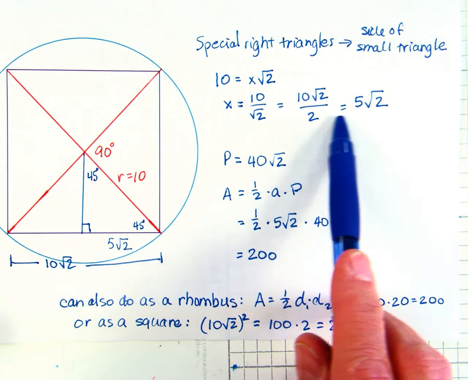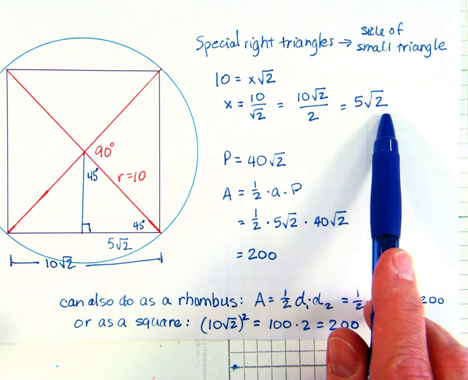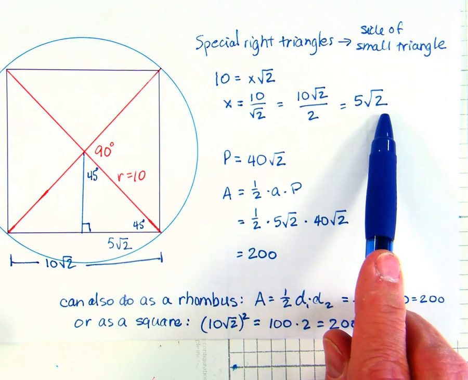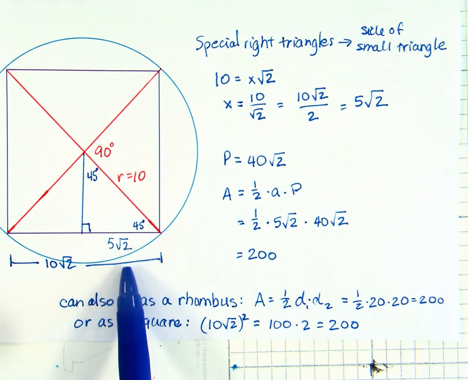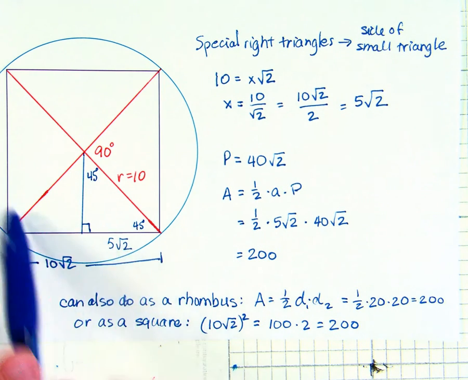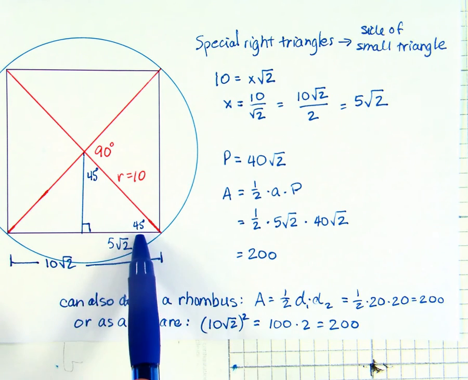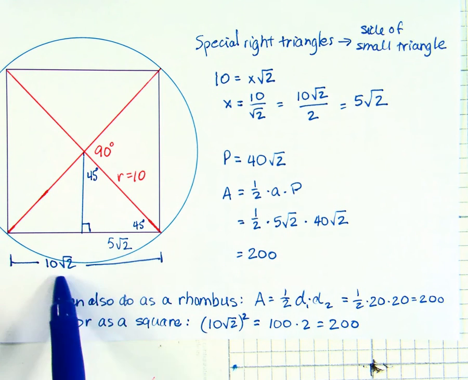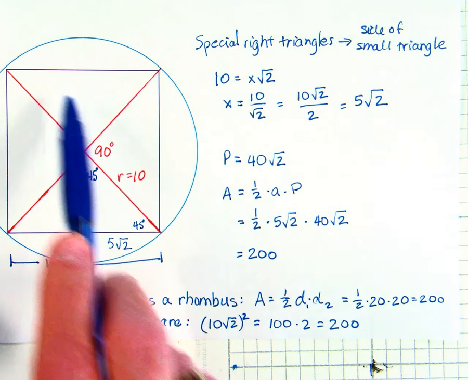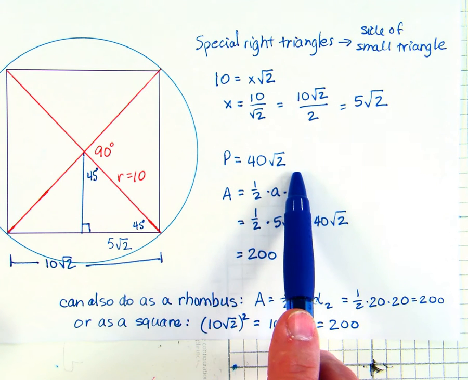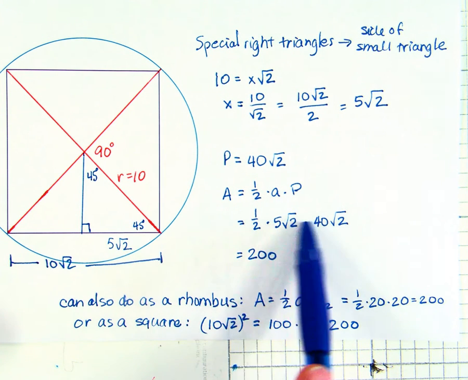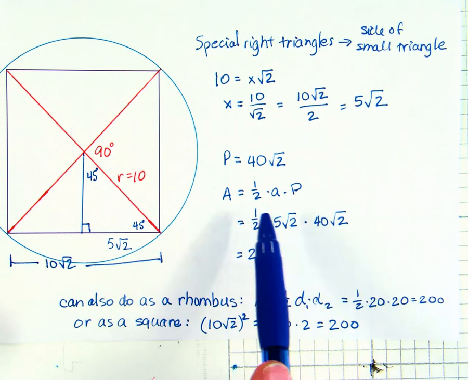Then I simplified and rationalized the denominator to find out that the side length of the smaller triangle is 5 times the square root of 2. I can then either say there are 8 halves and multiply by 8, or I can say that the side length of the square is 10 times the square root of 2 times 4 sides. In either event, I'm going to get the perimeter is 40 times the square root of 2. Then I can go ahead and do the area.